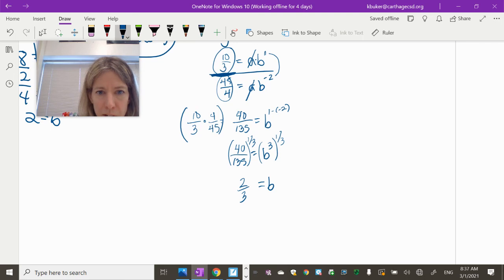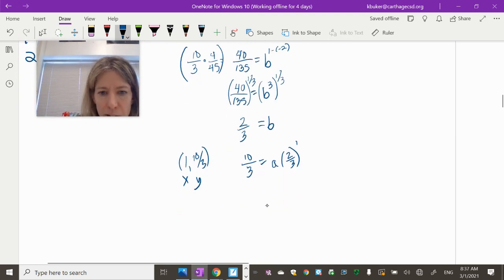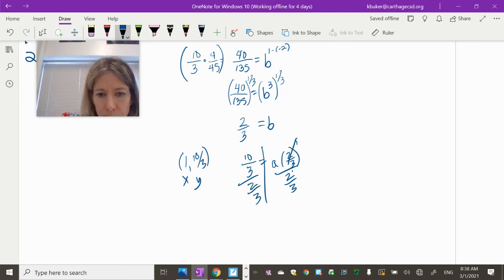All right, so now once we have b, we can just substitute, like I said, any of our pairs. I'm going to use the 1, 10/3 as my x, y. So I have 10/3 equals a times b, which I know now is 2/3, to the x power, which is 1. And 2/3 to the 1 power is just 2/3. So I just simply have to divide both sides by 2/3 here. And you can calculate this, but 10/3 divided by 2/3, if I multiply both of these by 3, cancels out the thirds. It's the same thing as 10 divided by 2, which is 5. So my a value just turns out to be 5.